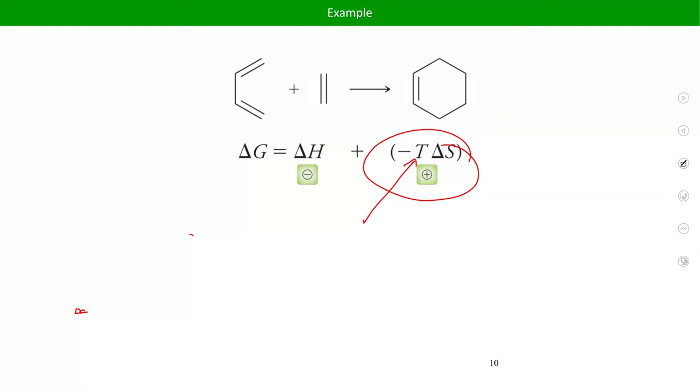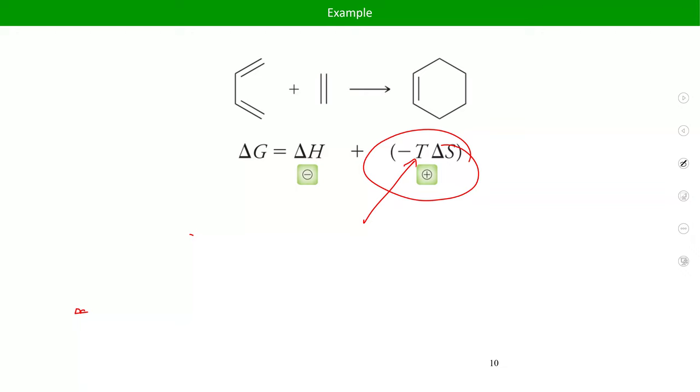options and two different variables for them, right? So there's always going to be this possibility that both of them favor spontaneity. There's a possibility that neither of them favor spontaneity. If both of them favor spontaneity, it'll be spontaneous at all temperatures. If neither of them favor spontaneity, it will never be spontaneous at any temperature. And if one favors spontaneity and one doesn't, it'll be spontaneous at either high or low, and non-spontaneous at the opposite. Right? So those are your four possibilities for delta G.